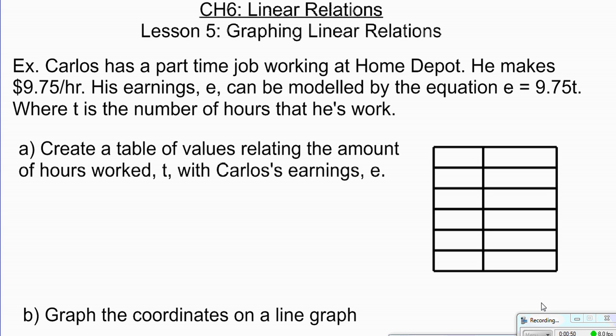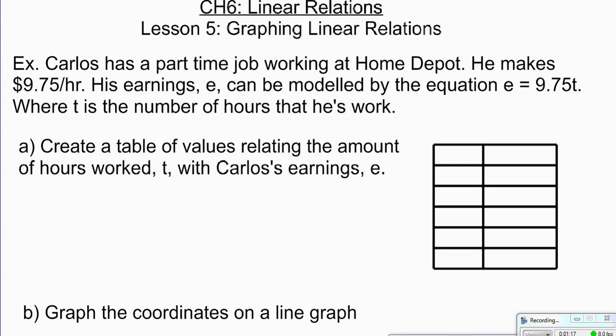So, anyways, Mr. Carlos has a part-time job working at Home Depot. He makes $9.75 an hour. His earnings, which we're going to use the letter E for, can be modeled by the equation E equals 9.75 times T. So earnings equals 9.75 times T, and T is the number of hours that he's worked, so time in hours. So we're going to create a table to show the amount of hours compared to the earnings.